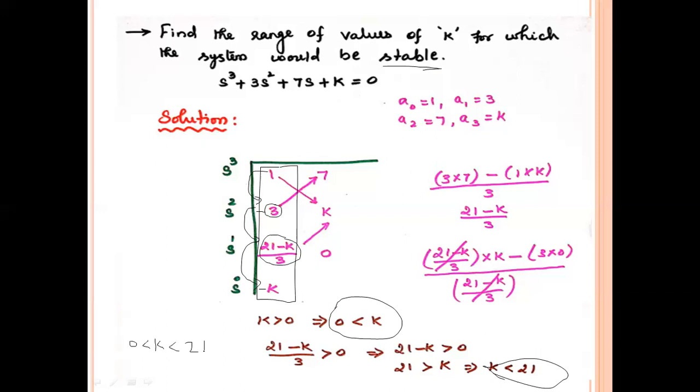After forming the characteristic equation only, you have to form your Routh array. After forming the Routh array only, you have to find the range of your k value. So this is the procedure.